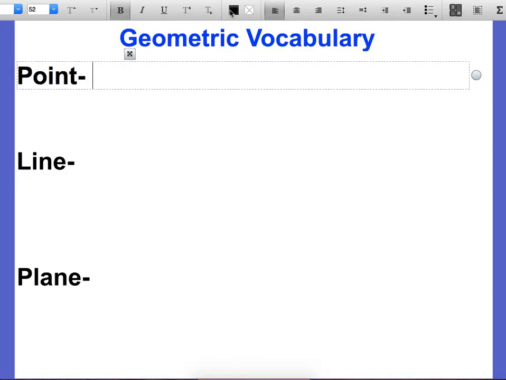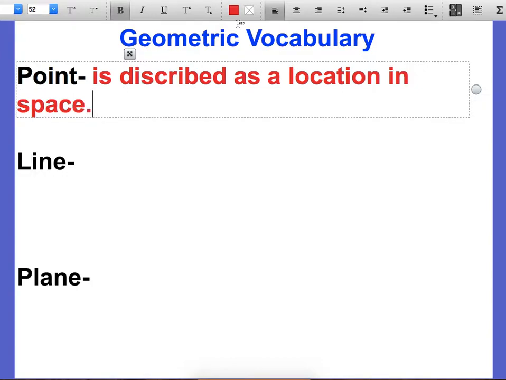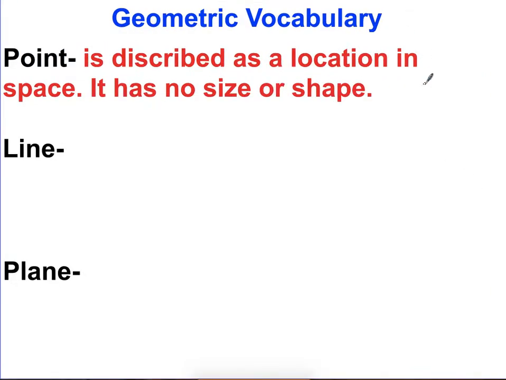To start, point specifically is described as a location in space. It has no size or shape. And the way that we show a point is by drawing a dot or drawing a point, and we put a letter next to it. So this we would call point C.